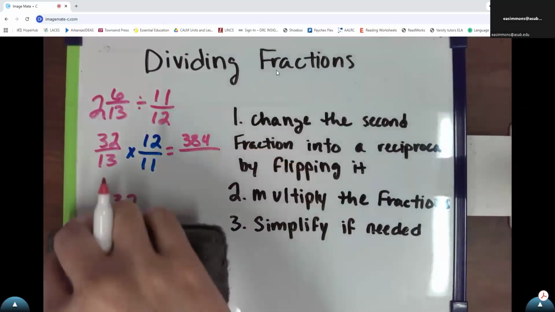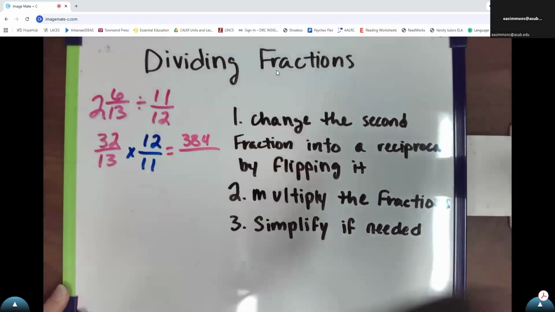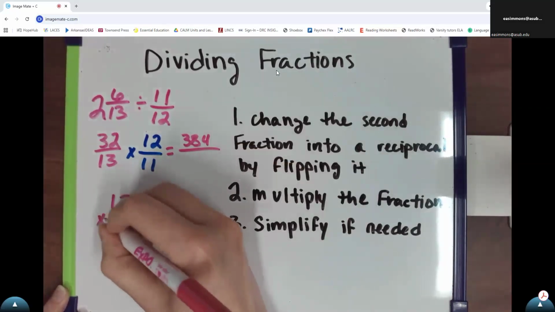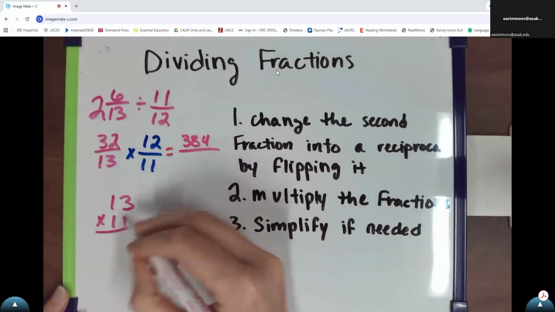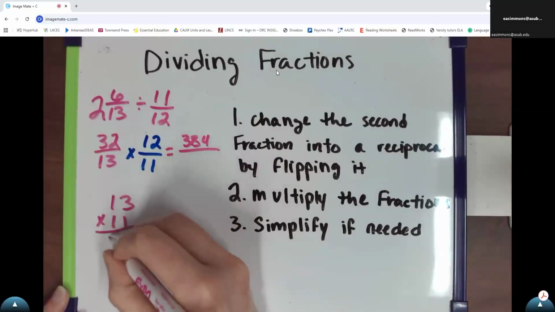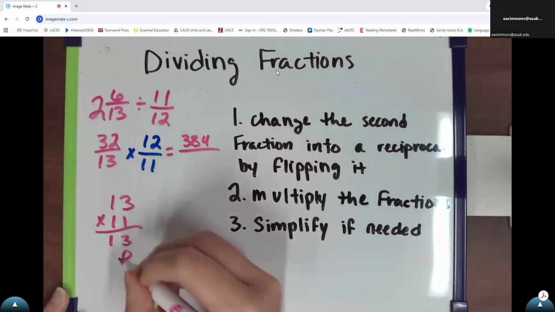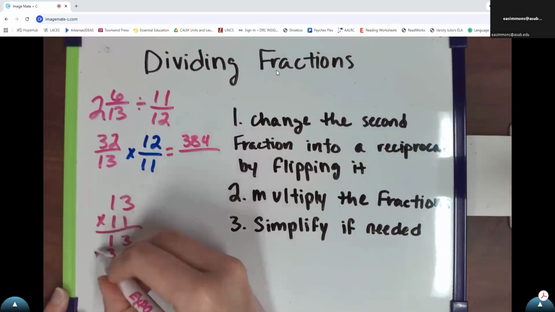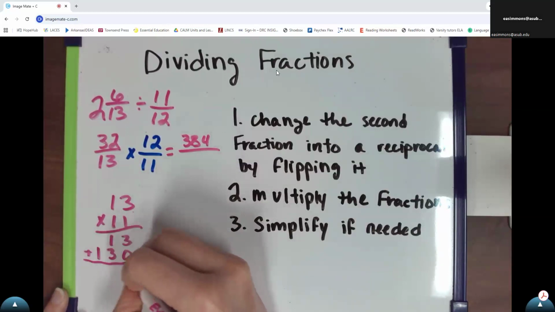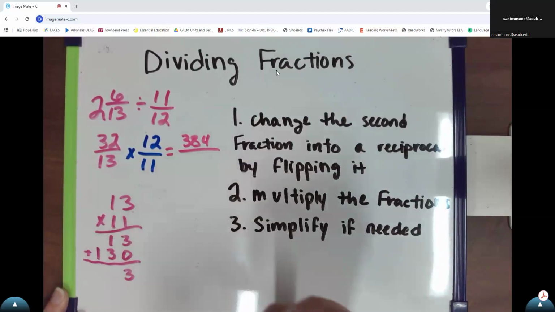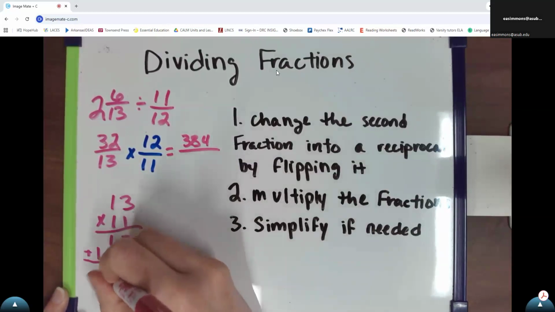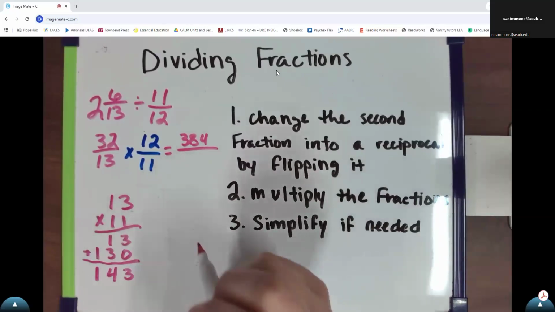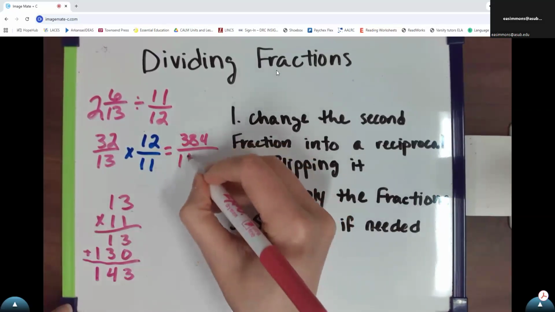And then we do 13 times 11. 1 times 3 is 3. 1 times 1 is 1. Put a placeholder 0 down. 1 times 3 is 3. And 1 times 1 is 1. 3 plus 0 is 3. 1 plus 3 is 4. And bring down our 1. So 13 times 11 is 143.